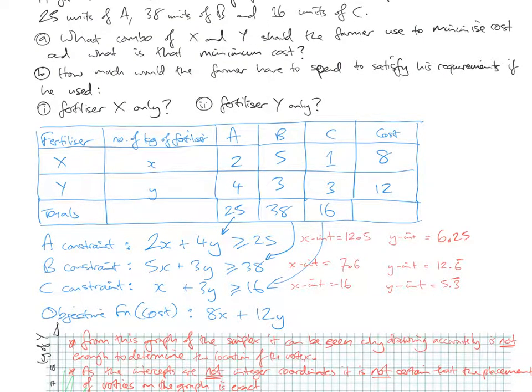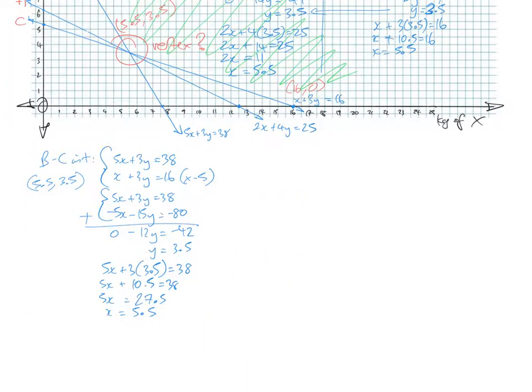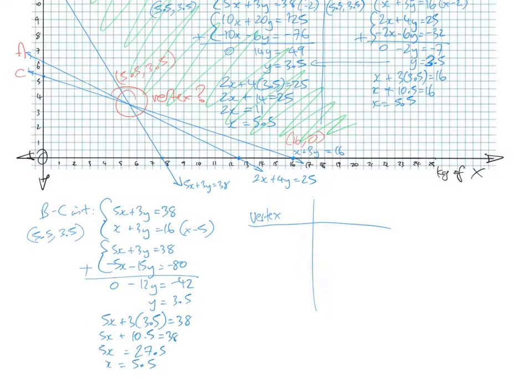What combo of x and y should the farmer use to minimize costs, and what is that minimum cost? Well, we need to draw our vertex and objective function table. The objective function is 8x plus 12y. Vertex 1 was 0, 12.6 recurring. Vertex 2 was 5.5, 3.5. Vertex 3 was 16, nil.